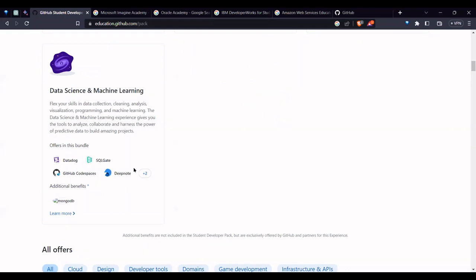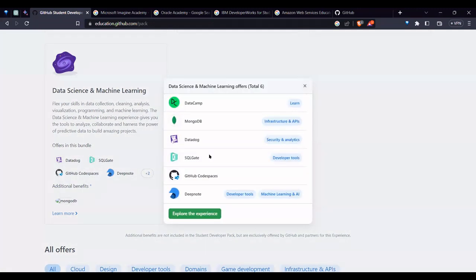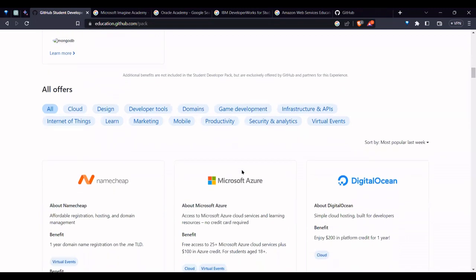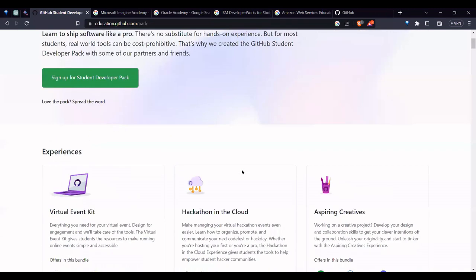And last but not the least, it also supports data science related work. DataCamp is a very good website for practicing data science related things, starting from data analyst till data scientist and machine learning, everything you can do. In terms of MongoDB for NoSQL database, Datadog is for monitoring, and SQL Gate is for working on SQL commands. And DeepNote is for ML. So if you can get this, it is one place for all of them together.